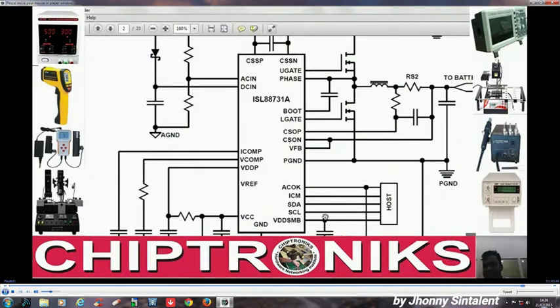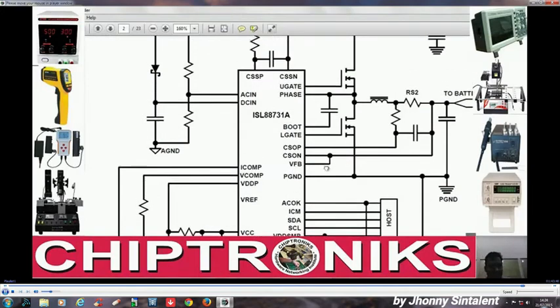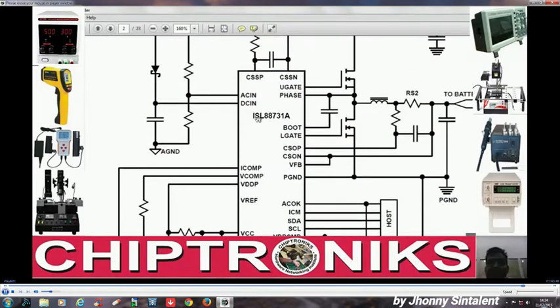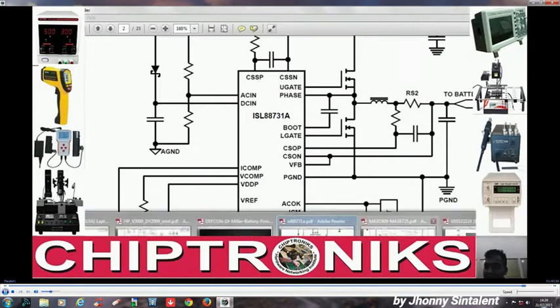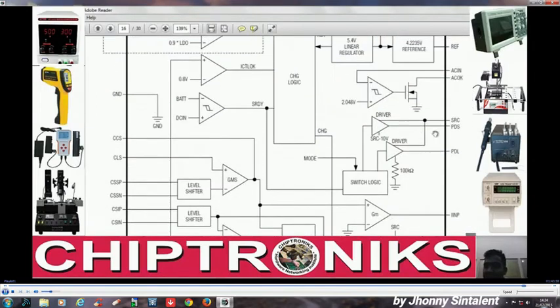But one very important thing over here is there is no PDL, there is no PDS, there is no pull down load, no pull down source over here. That is, this portion is missing from the ISL 88731. The question arises, why is it missing?